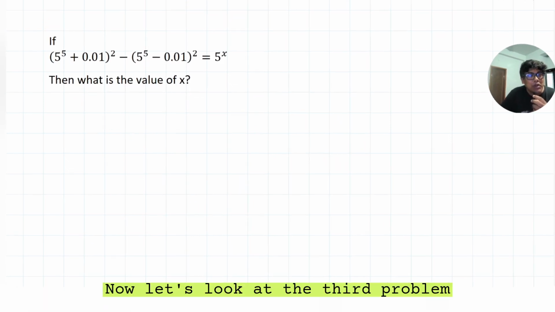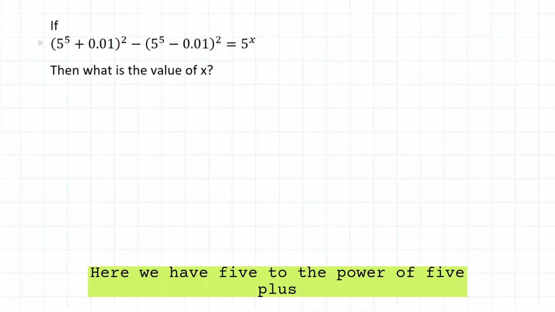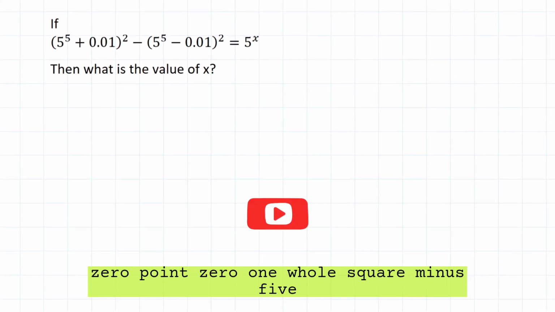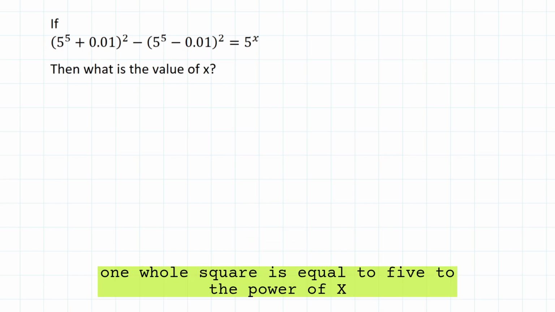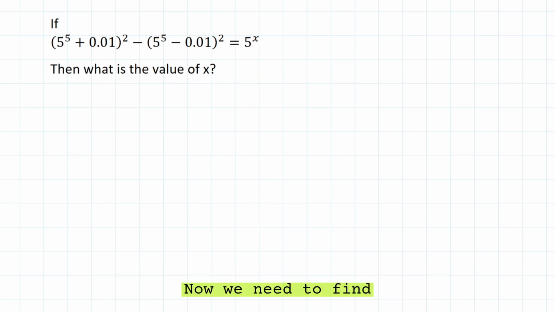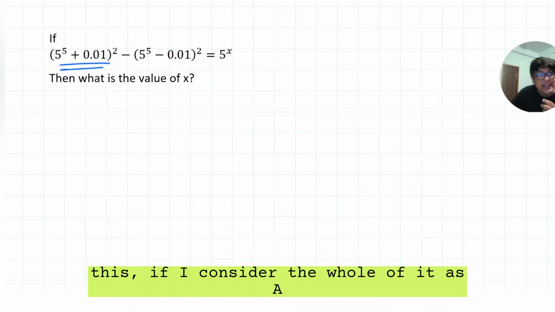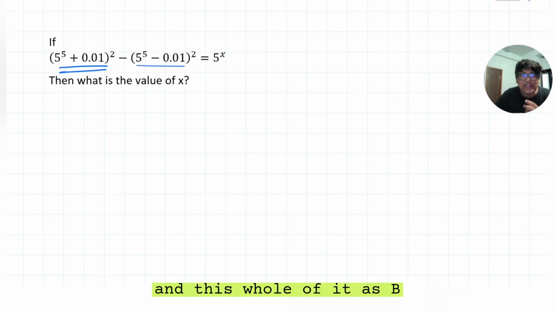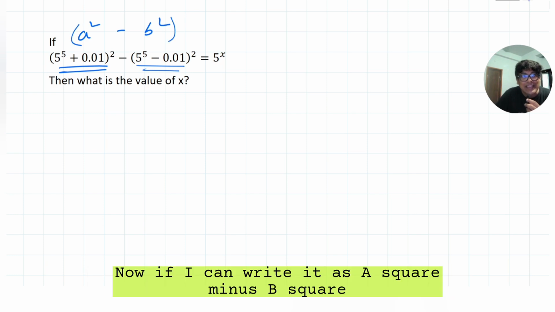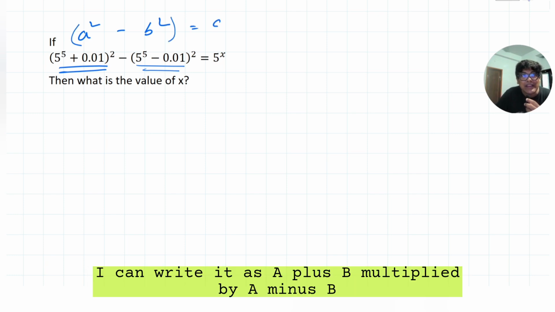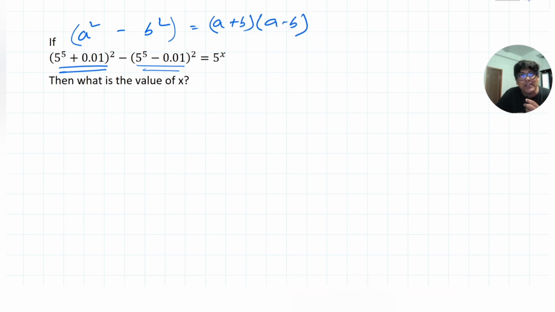Now let's look at the third problem. Here we have 5 to the power of 5 plus 0.01 whole square minus 5 to the power of 5 minus 0.01 whole square is equal to 5 to the power of x. Now we need to find what is the value of x. If we look carefully, if I consider the whole of this as a and this whole of it as b, can I not write it as a square minus b square? Now if I can write it as a square minus b square, I can write it as a plus b multiplied by a minus b, isn't it?